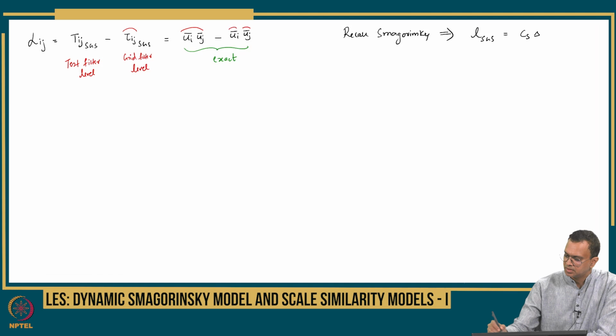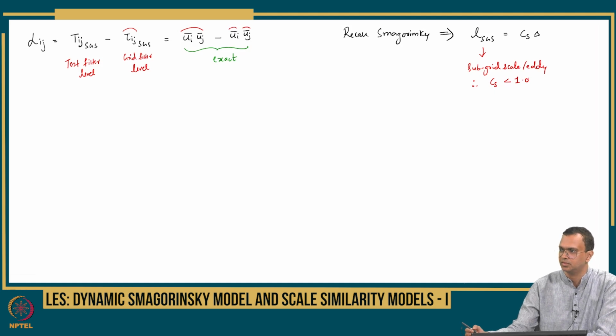So since this is subgrid, this is the subgrid contribution, subgrid scale eddy, right? So therefore CS is less than 1, and we saw that the values were like 0.25 or 0.01 or whatever, right? So a fraction value, and this is what we want to compute. Instead of fixing it, in dynamic Smagorinsky we want to compute CS, right?